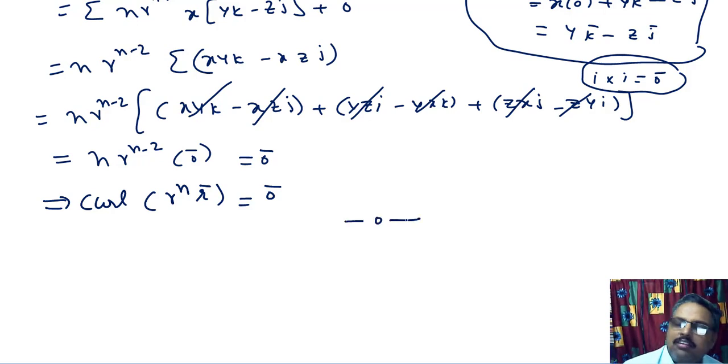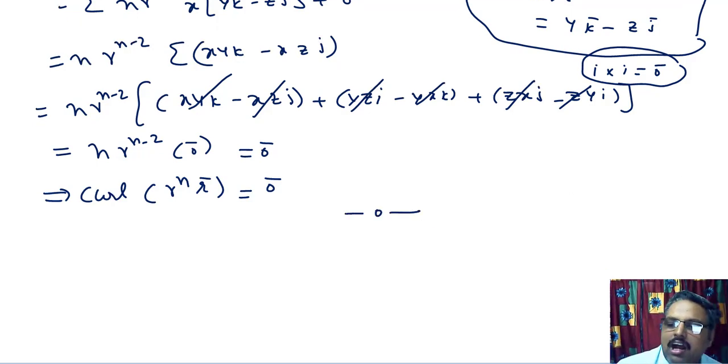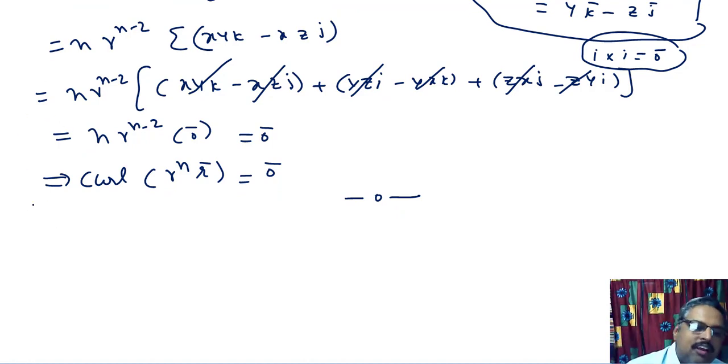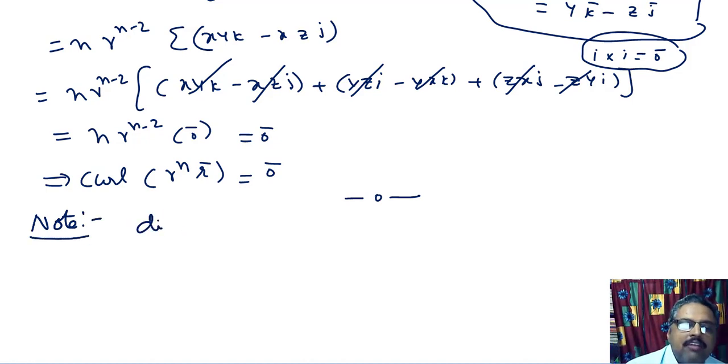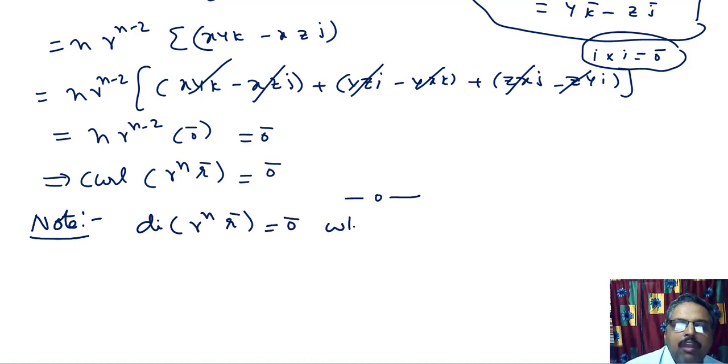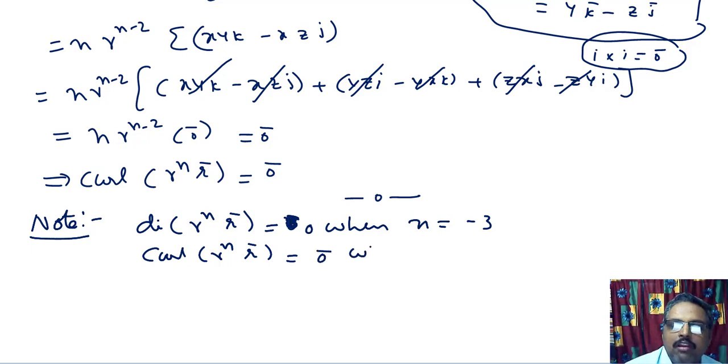Now what is the conclusion after completion of the earlier class and this class? Very important point. Divergence of r power n into r bar equals to 0 when n is minus 3. Already we proved. Curl of r power n into r bar equals to, this is 0, sorry. This is only 0. This is 0 vector when n is any number.